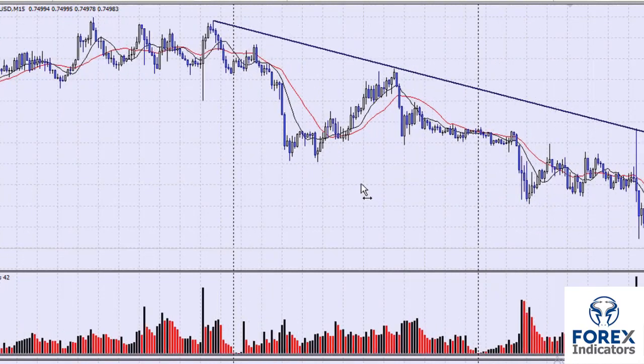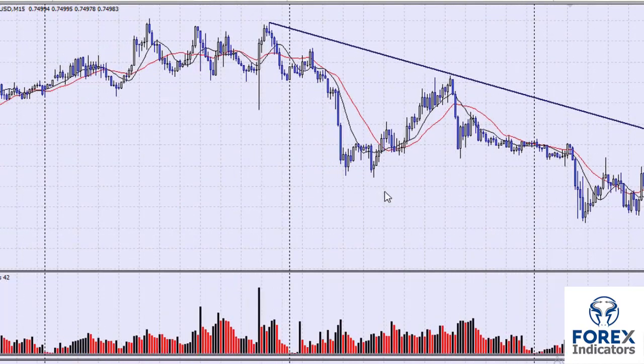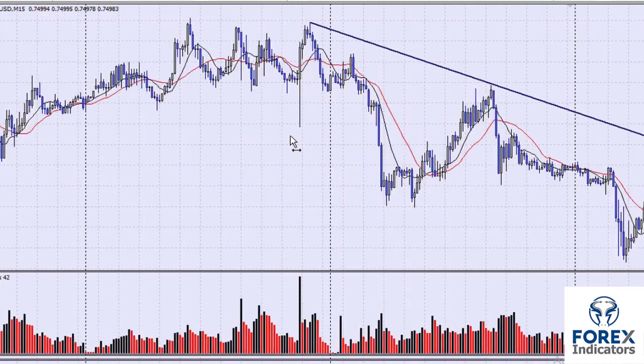And we can continue looking for crossovers. We're only looking for sell signals because the market is in a downtrend. So here we have another sell signal, prices fell. And it's a pretty simple technique.